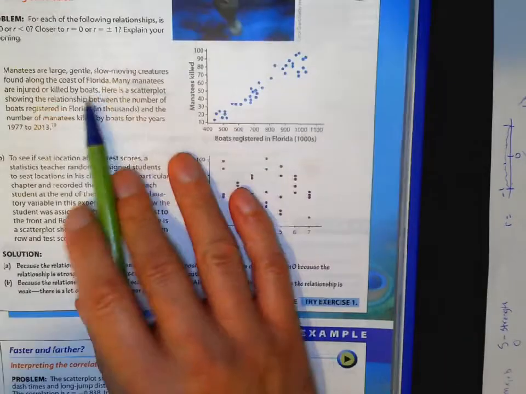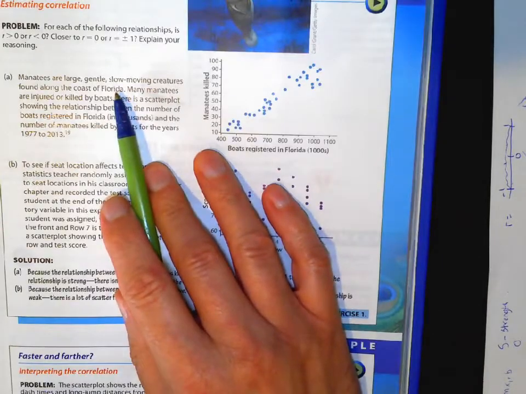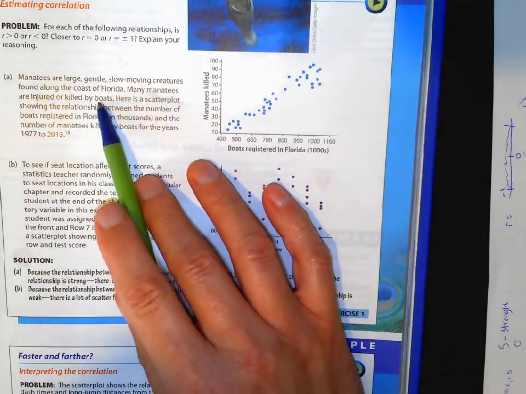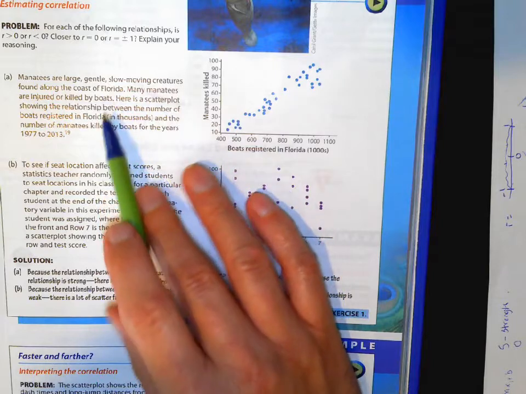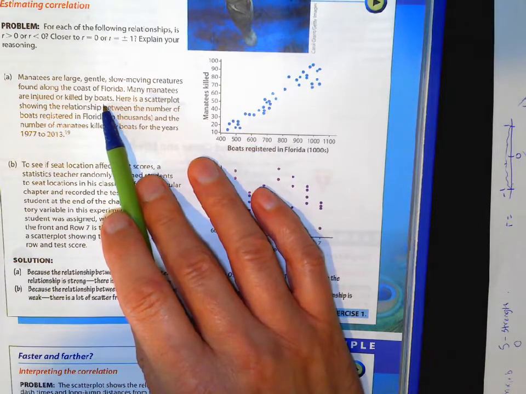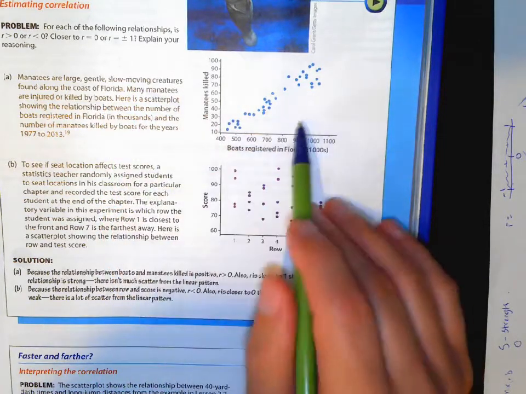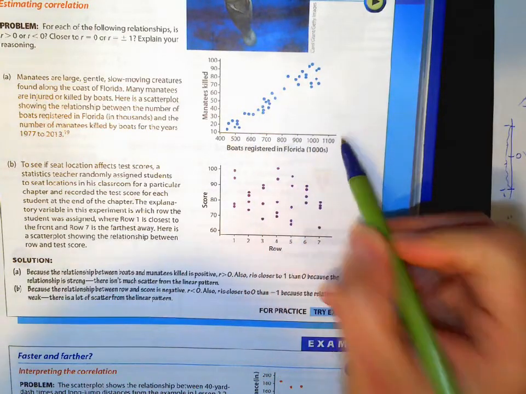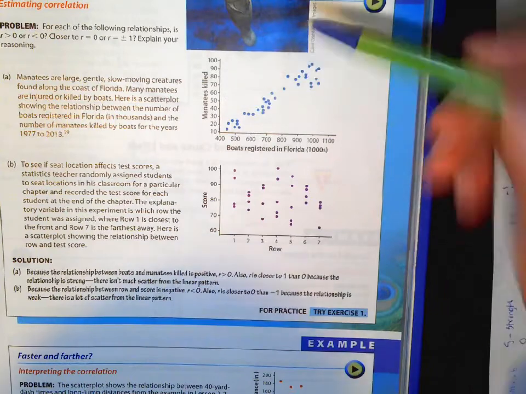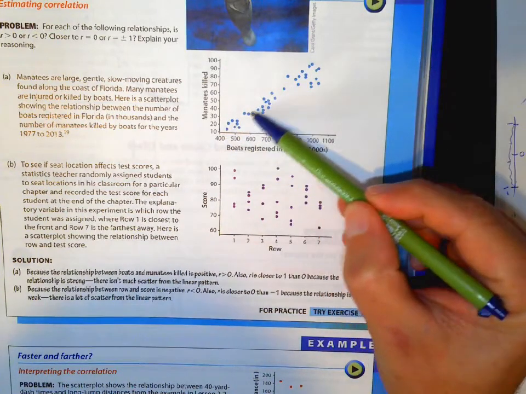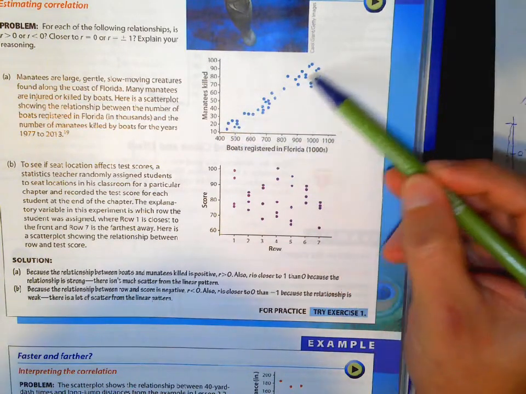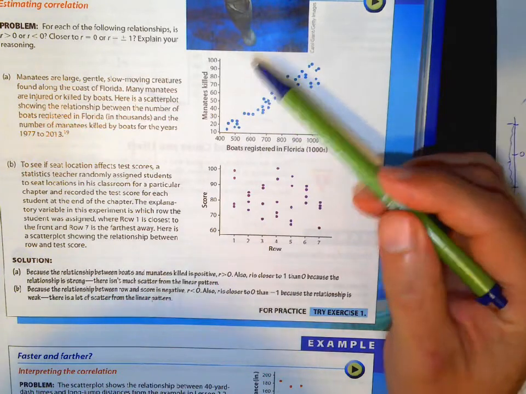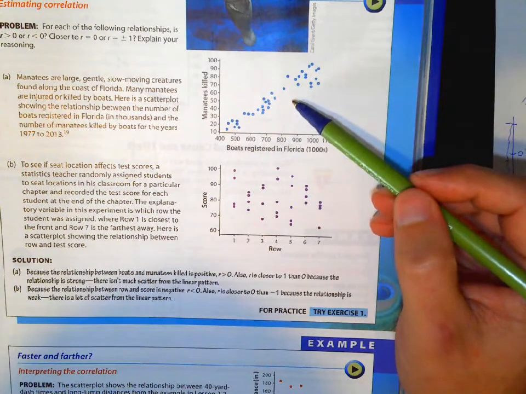Okay, so manatees are large, gentle, slow-moving creatures found off the coast of Florida. Many manatees are injured or killed by boats. Here's a scatter plot showing that. So here we have the number of boats that are registered in Florida and the number of manatees killed. So there's a pretty strong correlation there, and it's positive. So it'd be closer to an R of 1.